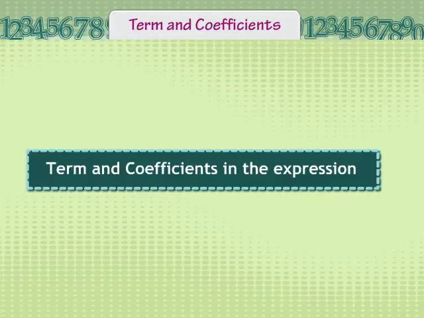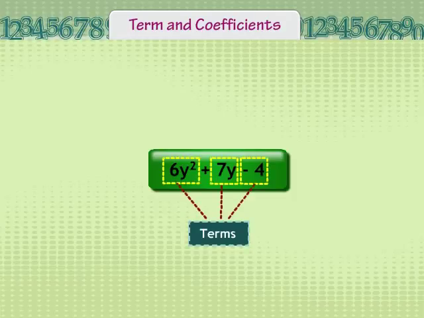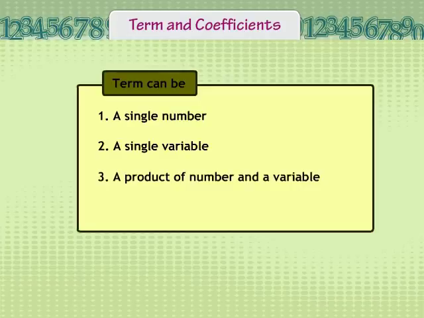Now let us understand about the term and coefficients in the expression. A term is a constant or a variable or a product of a constant and one or more variables. For example, 6y square, 7y and minus 4 are called the terms of the expression 6y square plus 7y minus 4. A term is either a single number or variable or numbers and variables multiplied.